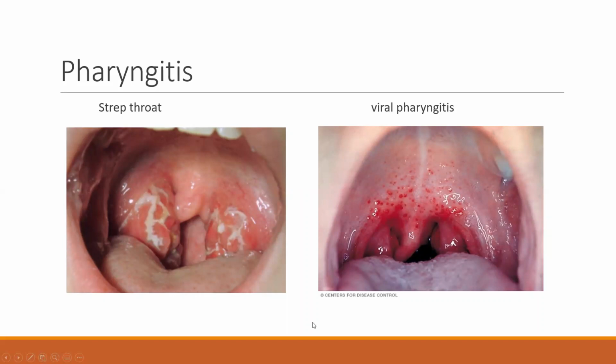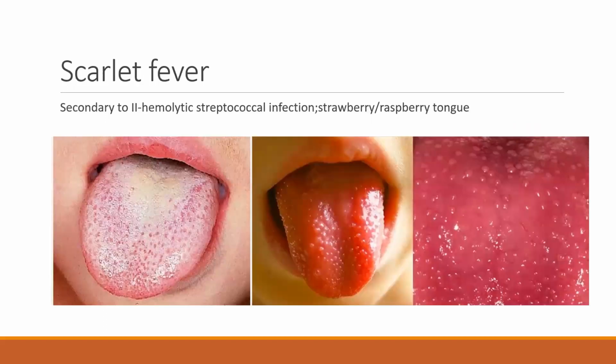How do we treat these patients? We have to give them antibiotics. Usually they are self-resolving, but we provide them antibiotics just to prevent the occurrence of rheumatic fever and their complications.